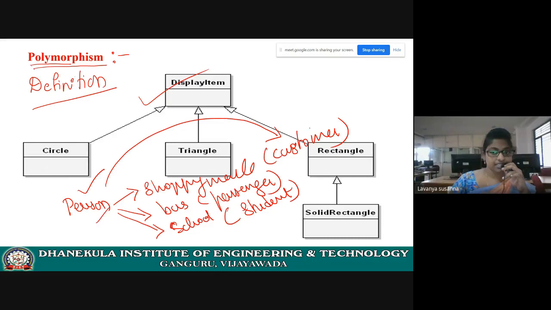The person is acting like a customer, acting like a passenger at different situations, acting like a student. This is called polymorphism. Here you need to explain with a simple example. You can take an example of a programming language also. That is your wish. You can take a general example and explain it, or you can take an example from programming languages.